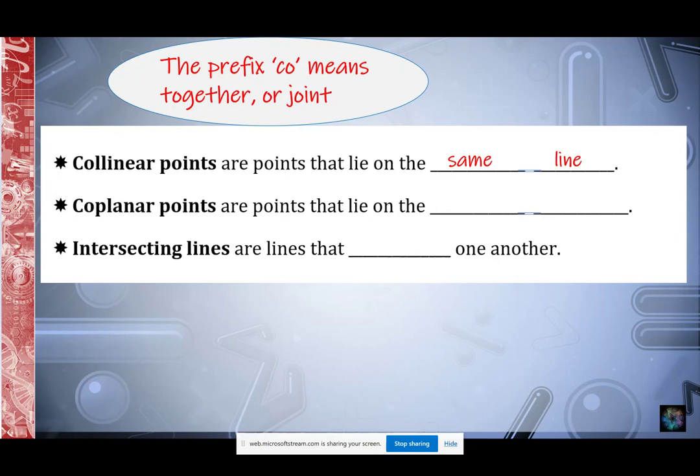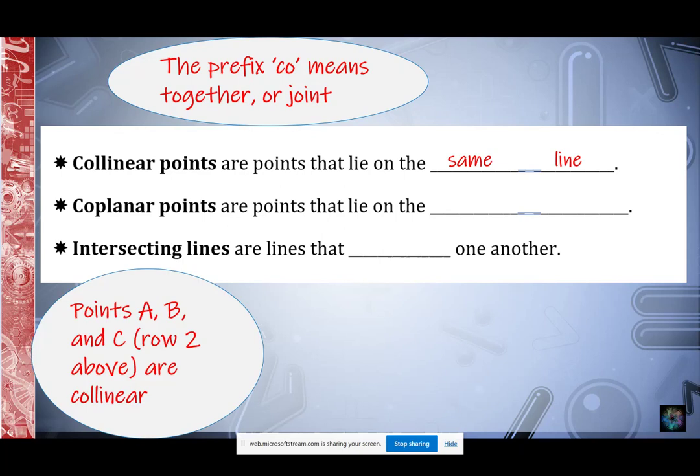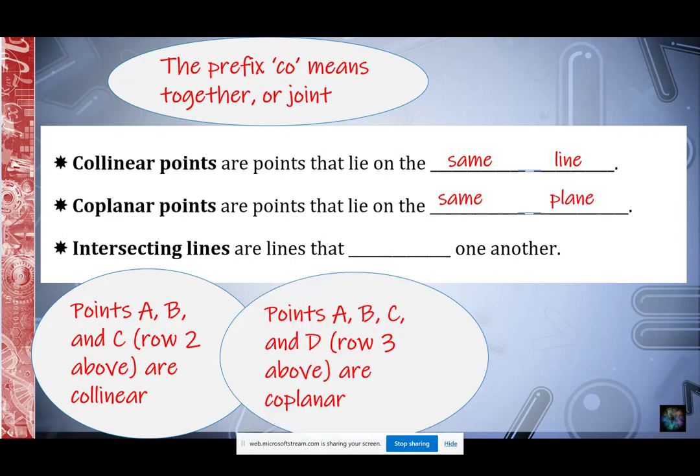You can see the word line in the middle of linear. Even though we don't call it linear, it is linear. And coplanar points, you can kind of see the word plane hidden in the middle of that, are points that lie on the same plane. And if you look in your table that I don't have showing on the screen right now, points A, B, and C are collinear. They are all 3 on the same line. When we talk about coplanar, that last one, points A, B, C, and D are all coplanar.